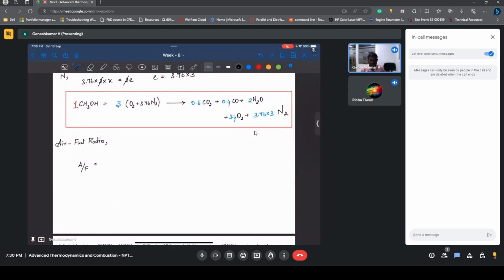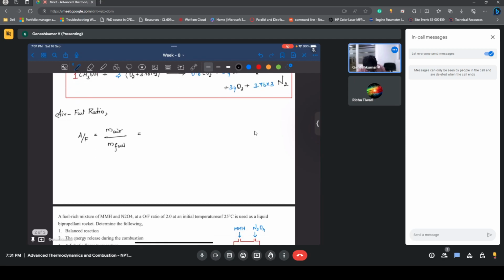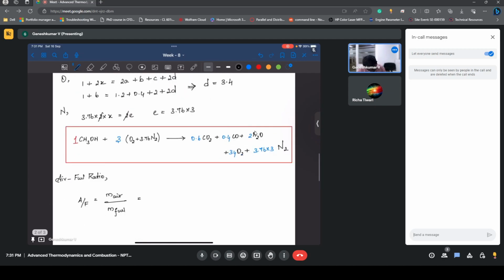So it is actually simply written as A by F. So if that is the case, how would you find the mass of air? What we know is the moles of air.